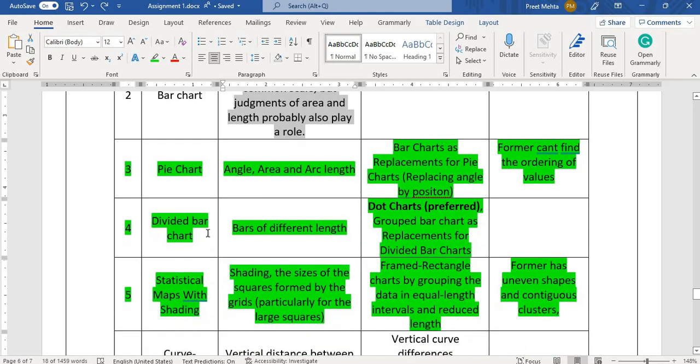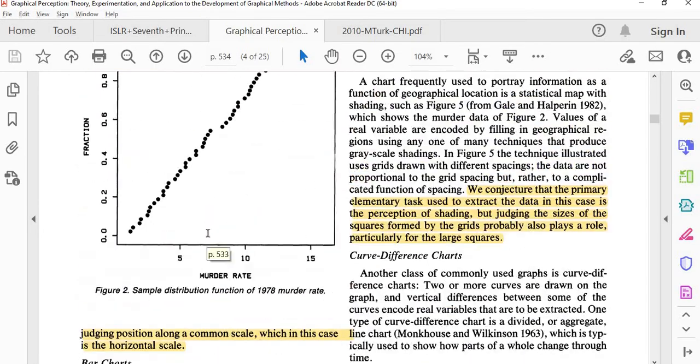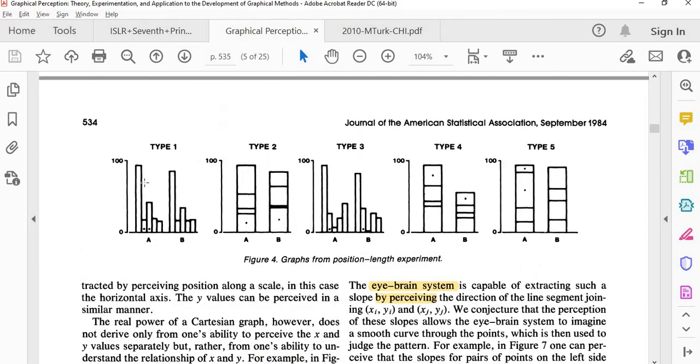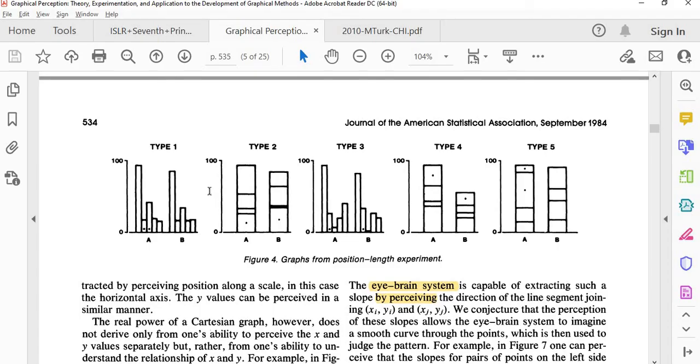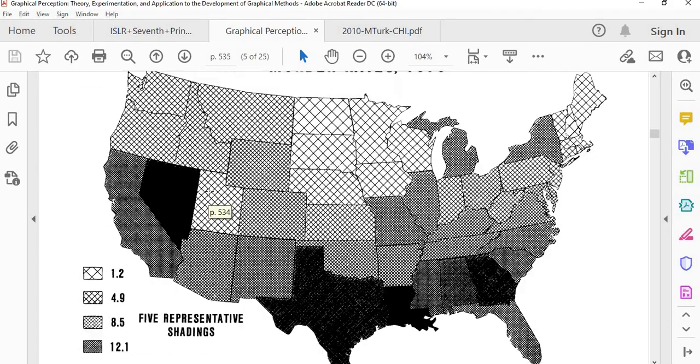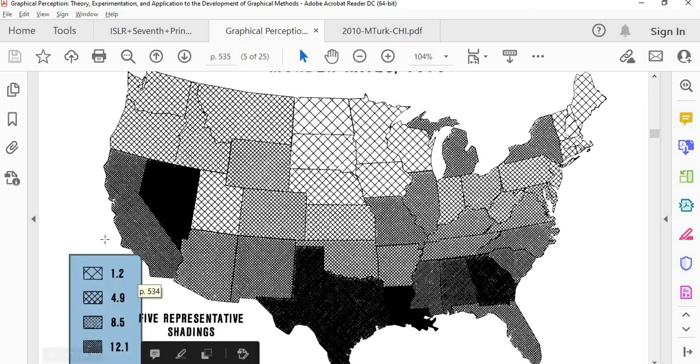Then it's the divided bar chart. We discussed it, right? The divided bar chart and the statistical map with shading. Over here, the shades are given based on the legends, like the scale that we define.